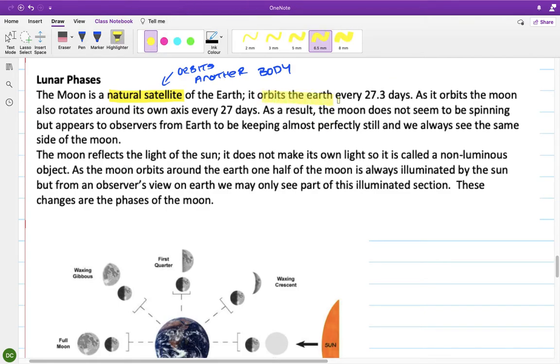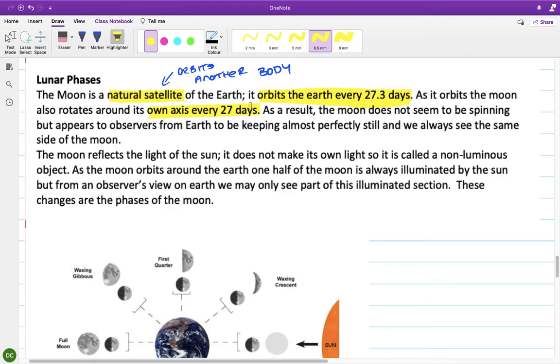Okay, the orbits are important. It orbits the Earth every 27.5 days, approximately 27 days. And as it orbits the Earth, it rotates on its own axis in the same time. Okay, that's important. So basically, it takes 27 days to go around the Earth, and during those 27 days, it only turns once all the way around. Okay?